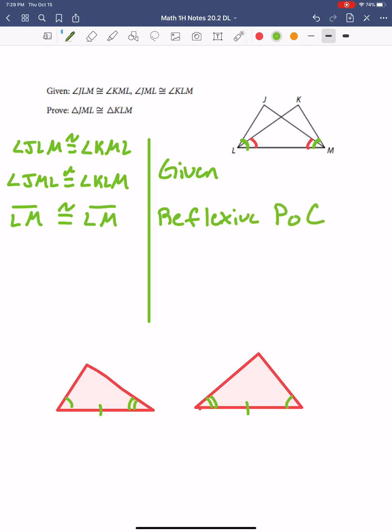And so then we can say these triangles are congruent by ASA. So triangle JML is congruent to triangle KLM, and that's by angle, side, angle.